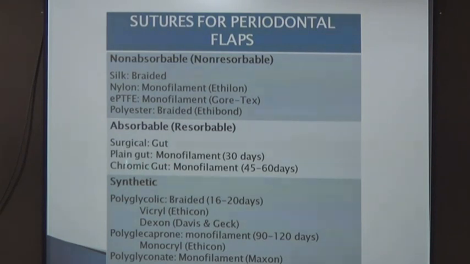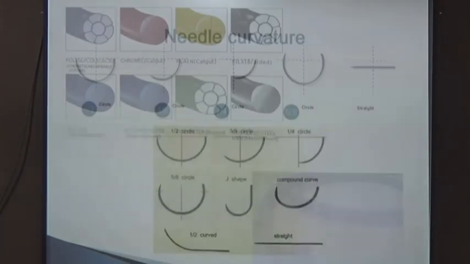Okay, plain gut is there and chromic gut is there. Chromic gut gets resorbed within 45 to 60 days, whereas plain gut within 30 days. And then synthetic: polyglycolic acid, and then polyglyconate. All these are synthetic. Usually in periodontal surgery we use non-resorbable. And in plastic surgery with a thin periosteal flap, they will use an absorbable one. And these are all different materials.